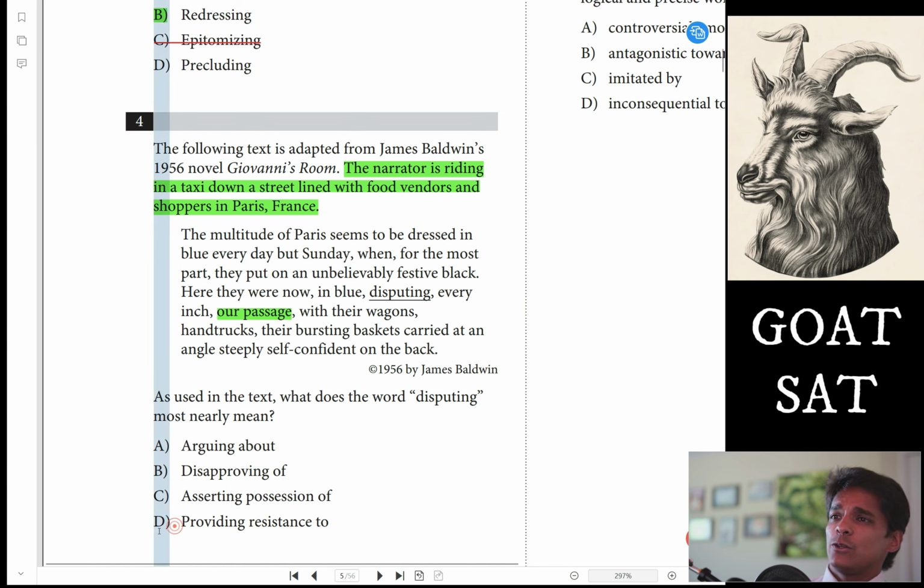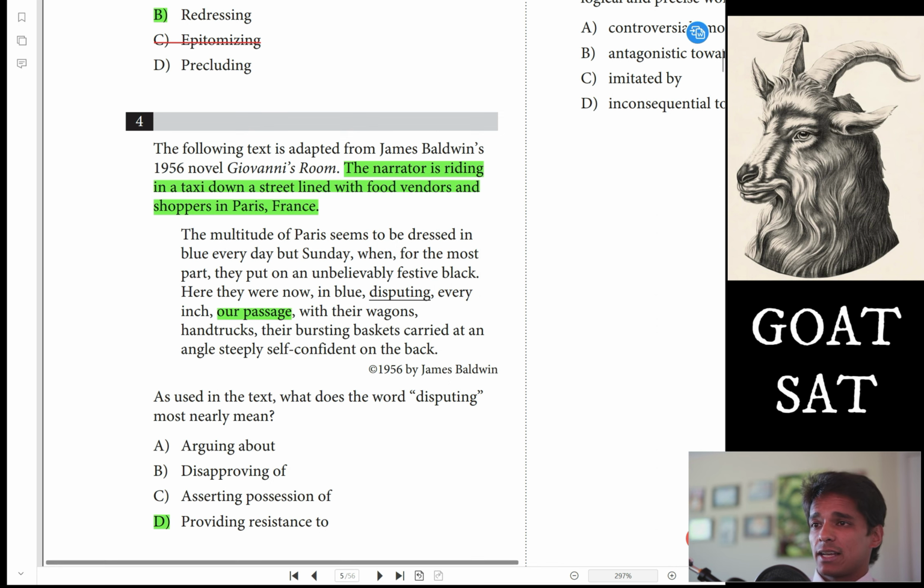Because if you just looked at it, and this is how they're trying to trick you, the closest meaning to dispute in general, the most common meaning, is going to be argue. You could even pick disapprove if you're not careful. You could pick any of these. Asserting possession of doesn't make sense, so please don't pick that one. But you want to read the text and always answer within context.